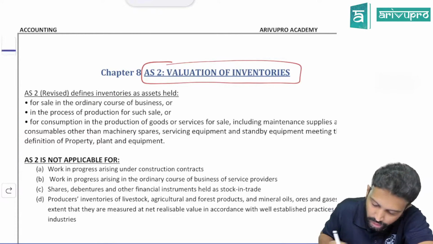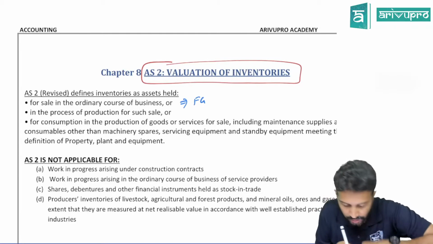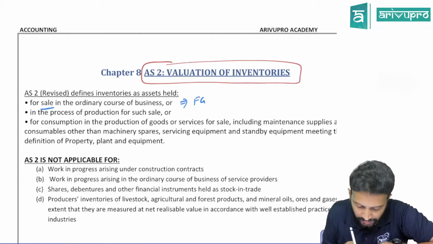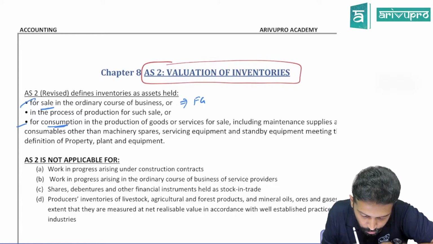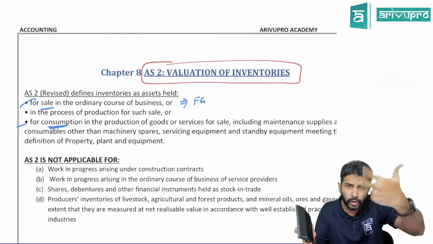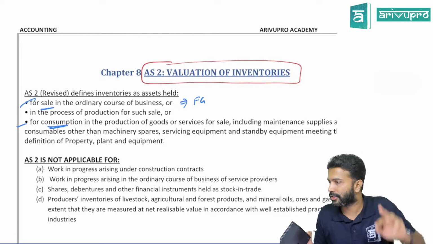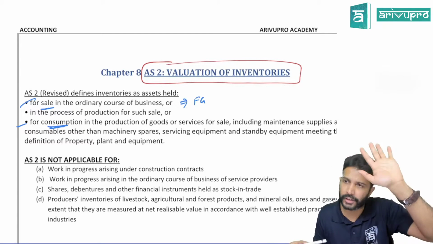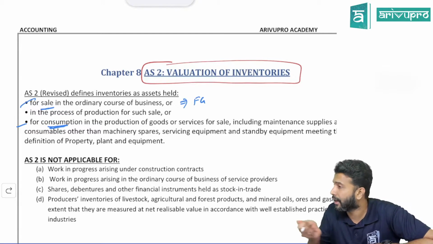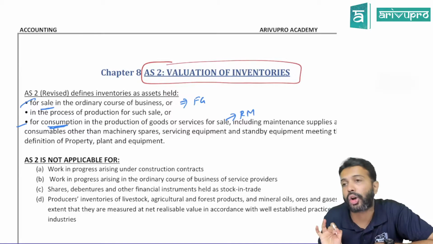First aspect talks about finished goods, because finished goods you sell in the ordinary course of business. Are we okay? And what will you do for raw materials, sir? Will you sell or will you consume? Consume means will you use? You will use the raw material in the manufacturing process and convert it into finished goods. Inventory of raw material will not be sold, rather it will be consumed. So this point number 3 talks about raw material.